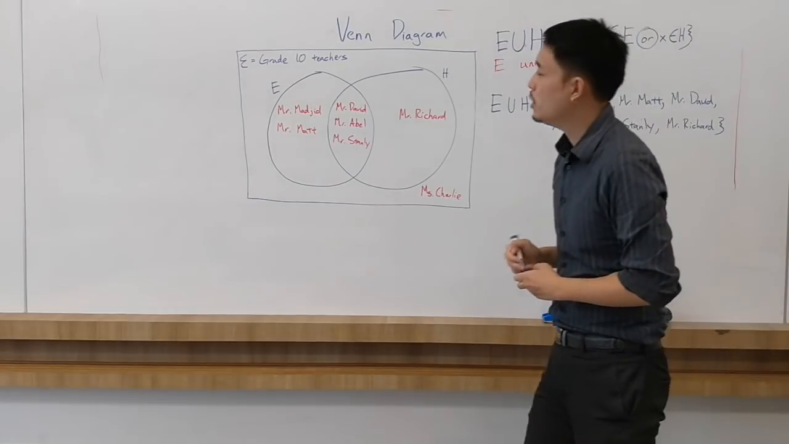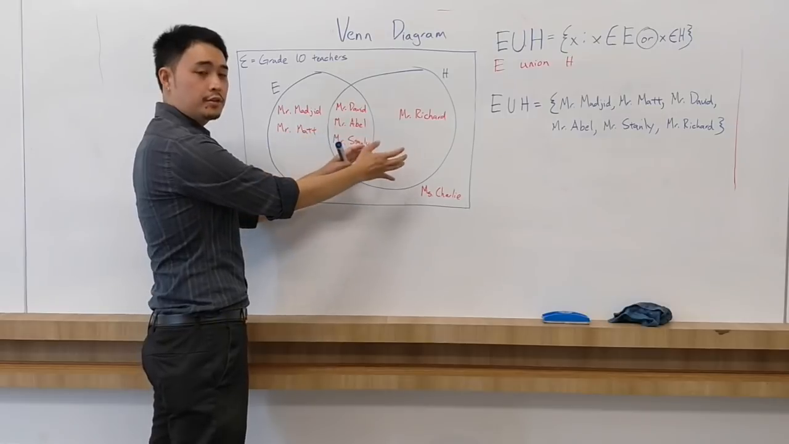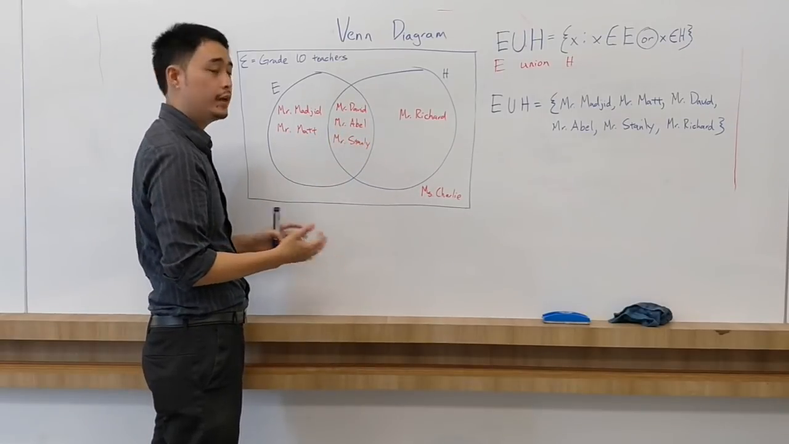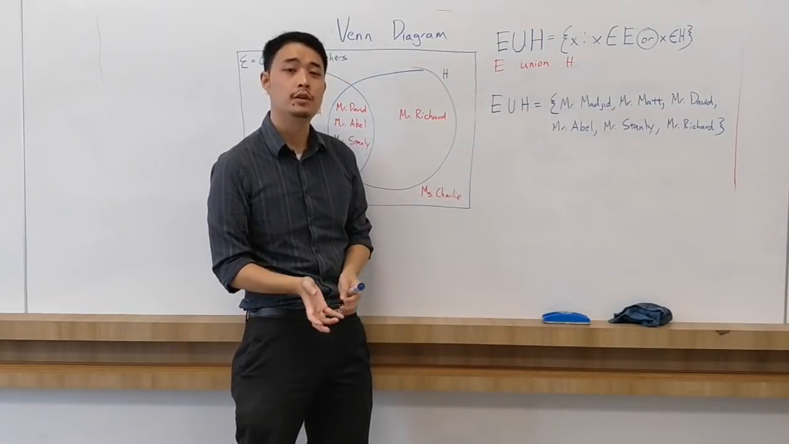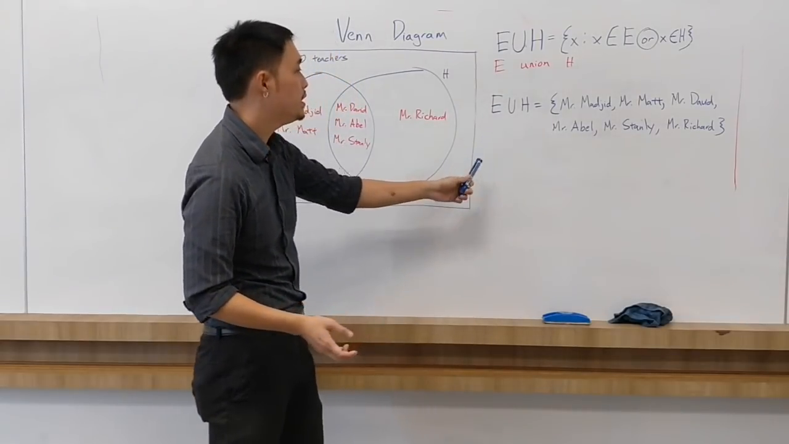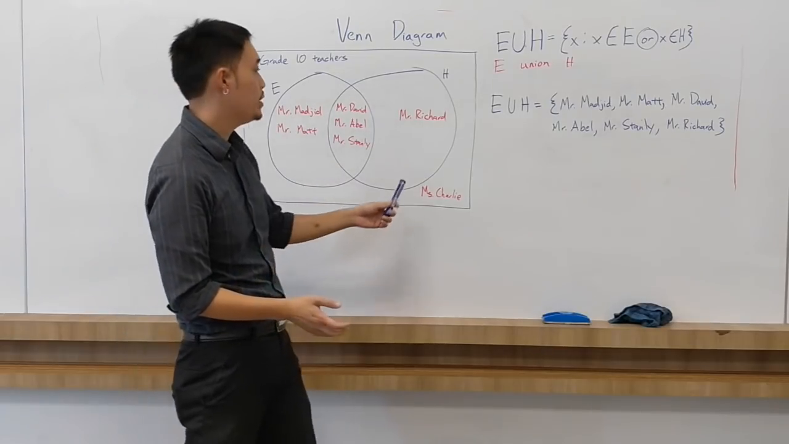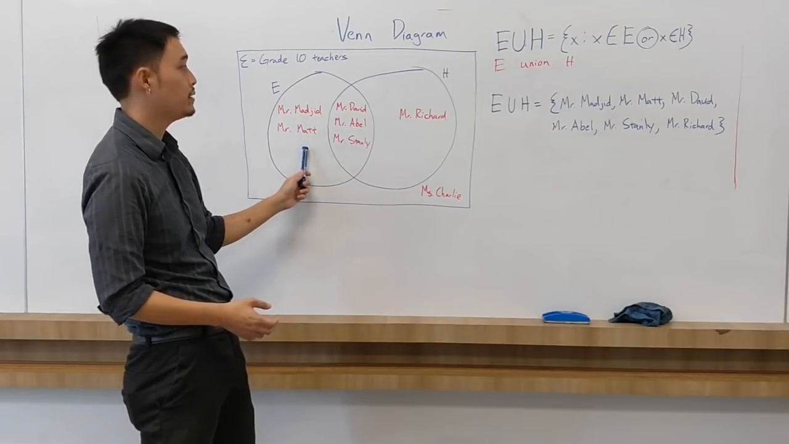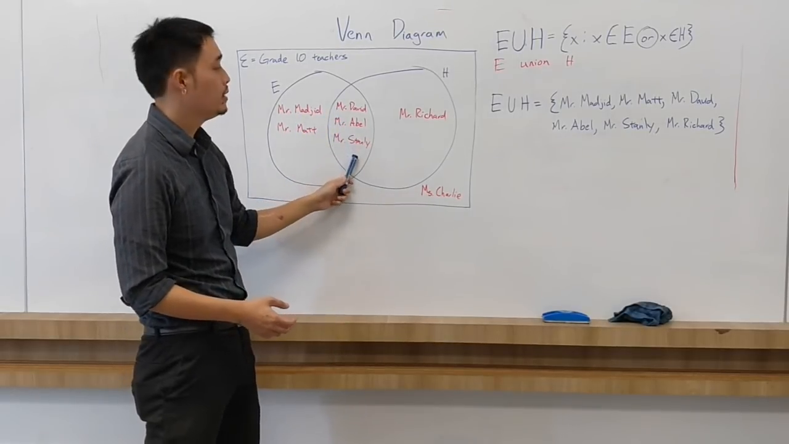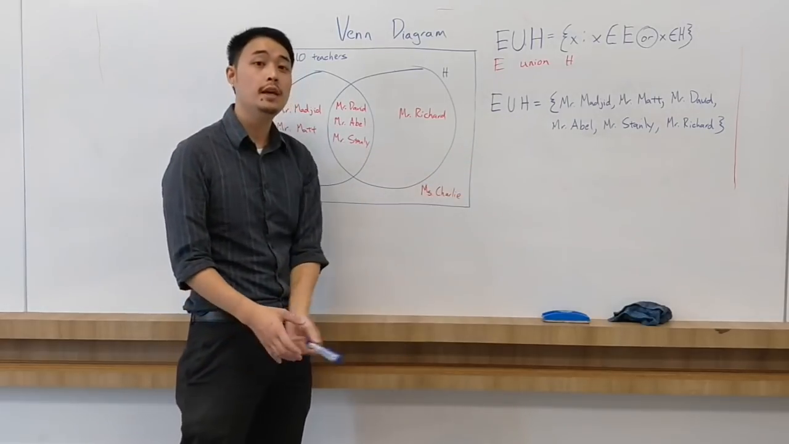So as long as they are a member of one set or the other, or both, they are considered part of this set called E union H. In this case, the teachers who like either ice cream or pizza would be basically all the teachers inside the circle, right? So Mr. Majid, Mr. Matt, Mr. David, Mr. Abel, Mr. Stanley, and Mr. Richard. They're all part of the set E union H.